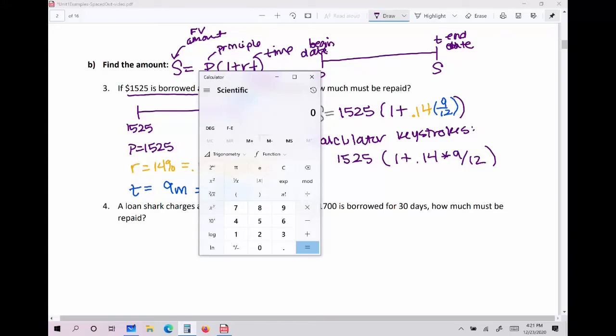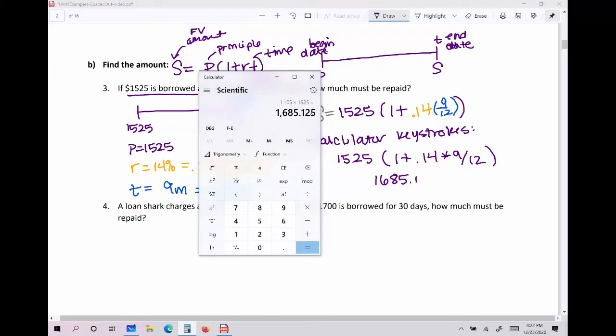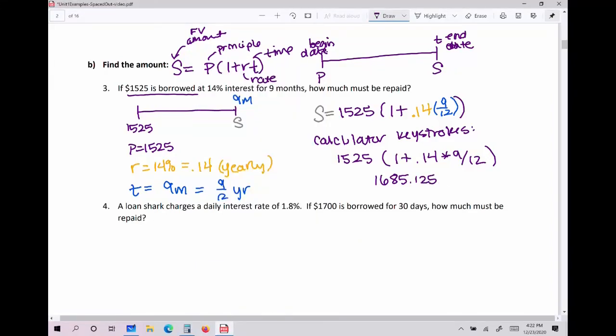I have my scientific calculator popped up here. I'm going to do 1525 times 1 plus 0.14 times 9/12, and then I end parenthesis. Then we're going to multiply that by our 1525. I thought I had that in there, apparently it disappeared. So we get 1685.125. When we look at this, it doesn't end nicely, so we have 0.125, but we round to the nearest penny.